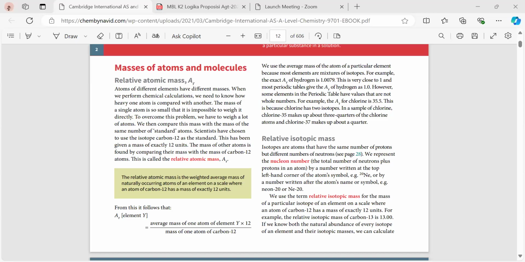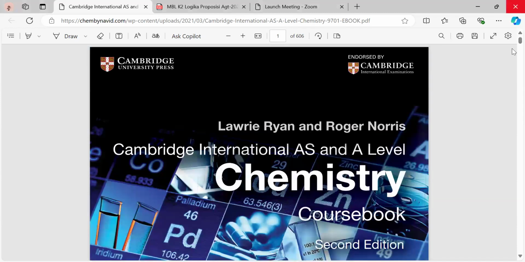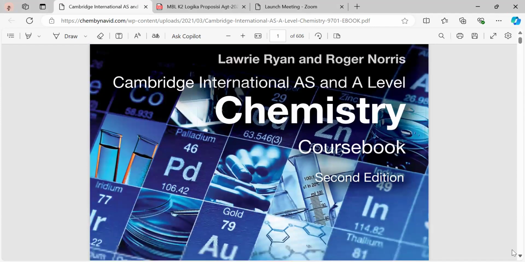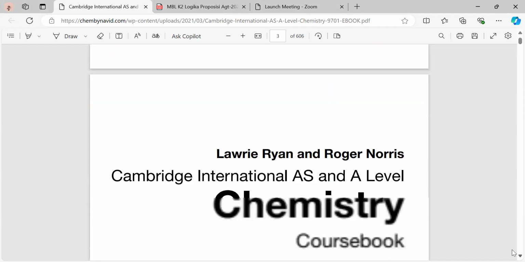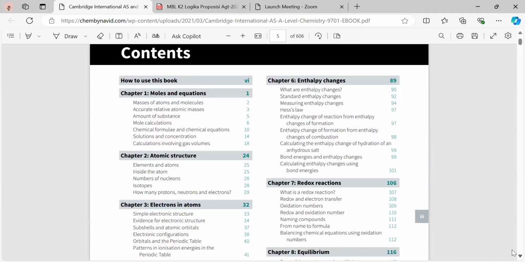I hope everyone can see my screen right now. All of you probably know that we are going to learn from this book, this PDF that you have probably seen in the group chat. There are lots of chapters here, and we're going to start from chapter 1, which is about moles and equations. I think you've probably learned this in your chemistry class previously, and I'm just going to do a kind of review.